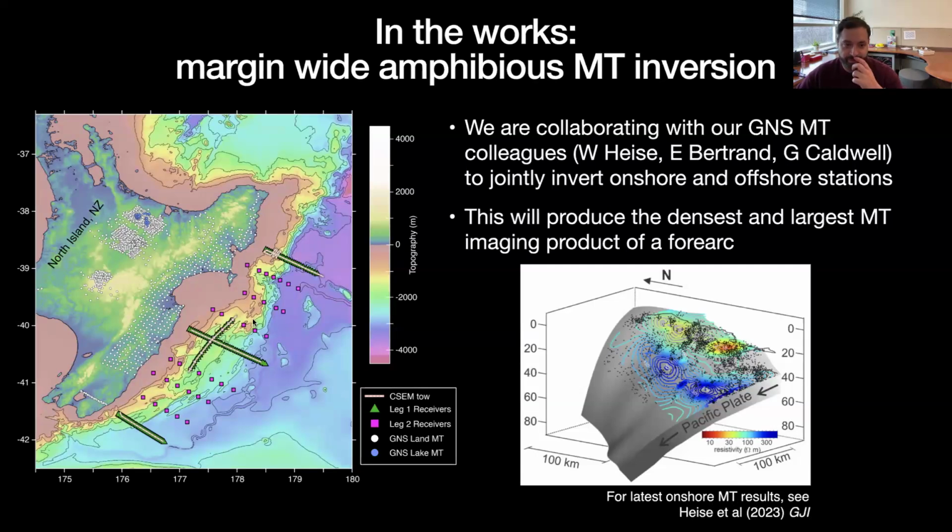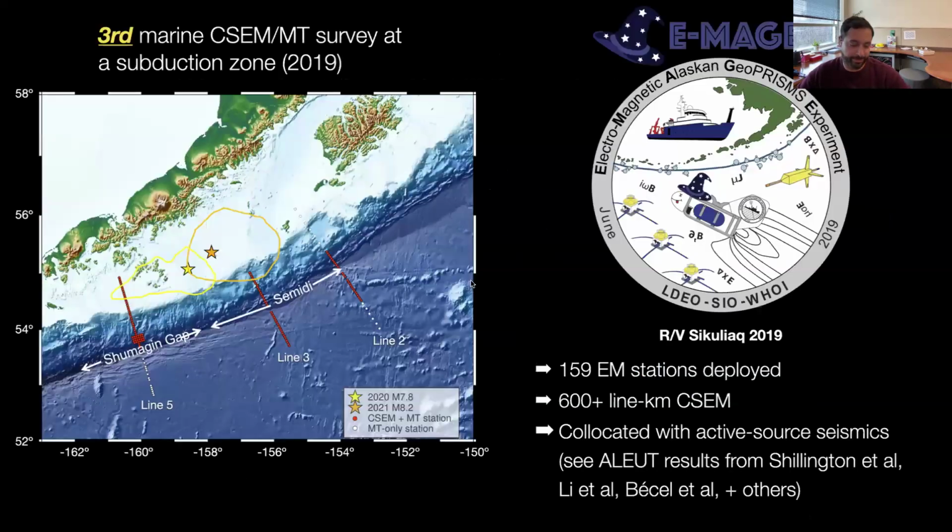And we're really excited to find out what we see, because already the onshore stuff is showing that there's correlations between the strain rates based on geodetic observations and where we're seeing conductors and resistors. So surely there's a lot more interesting stuff to learn.